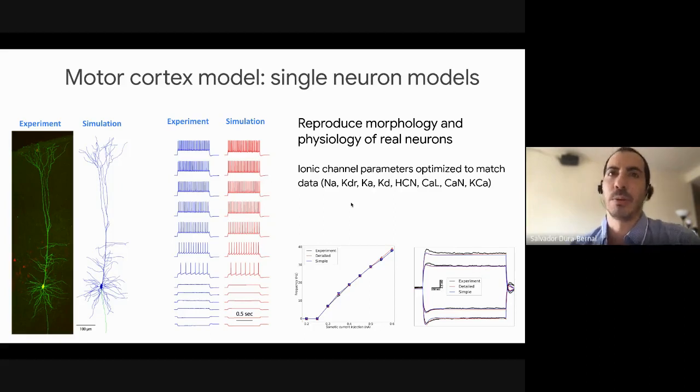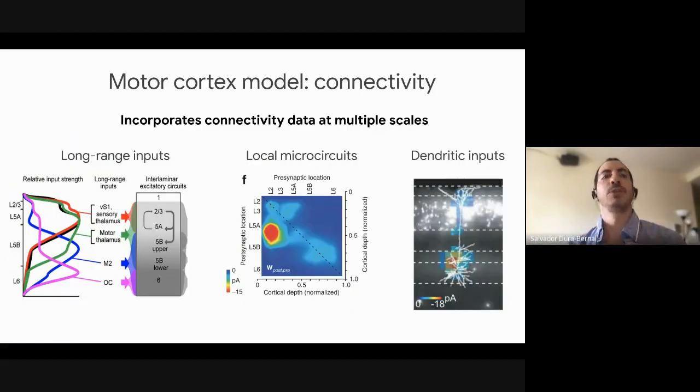And to do this, we required running these optimization algorithms for several months on supercomputers, where we were basically modifying the different ionic channel densities of the neuron model within biological constraints to match the neurophysiological response of the neuron. So we did this for all the different cell types involved, and then we combined them into a circuit also based on a lot of experimental data.